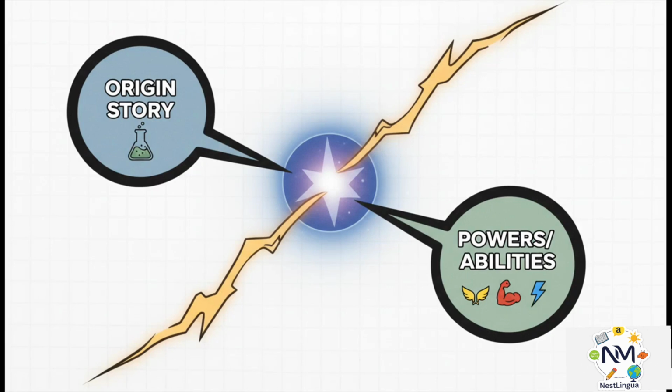Okay, from that center bubble, we're going to branch out. Let's add 2 more bubbles. The first one is origin or backstory. This is where you think about where did they come from? How'd they get their powers? Were they born with them? Was it some crazy accident?